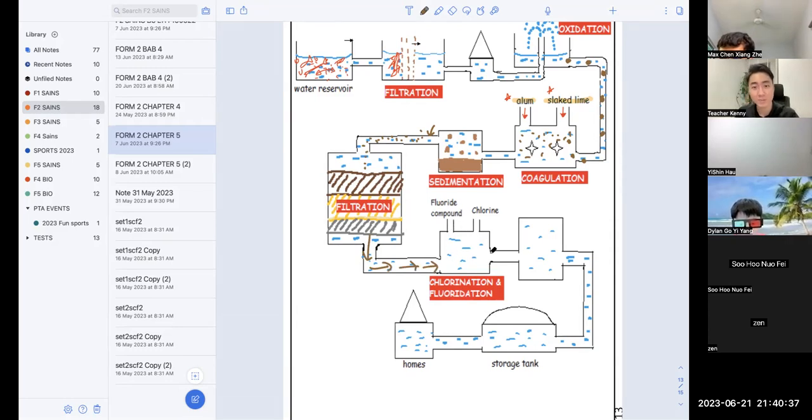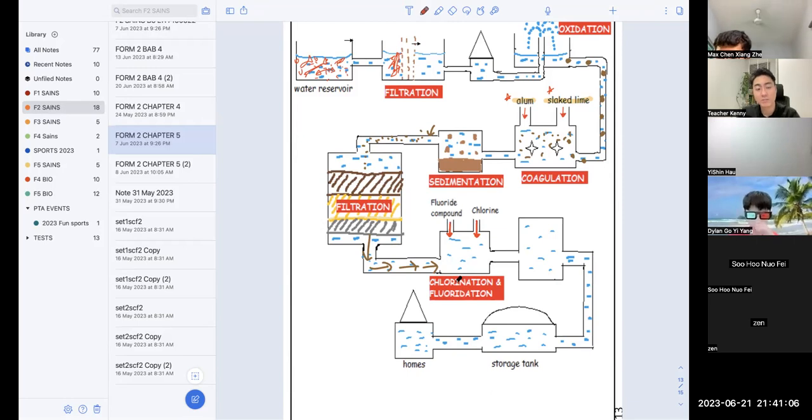Now in this tank, we will introduce two more things. Pronounce the first one: chlorination. Next one: fluoridation. Look at the spelling. Fluoridation. Everyone say fluoridation. Okay, so two things I add. I want you to use a red pen or whatever pen or pencil you have, and add chlorine and fluoride compound.